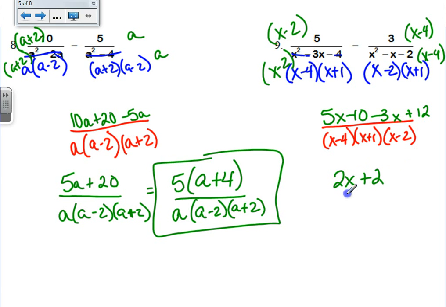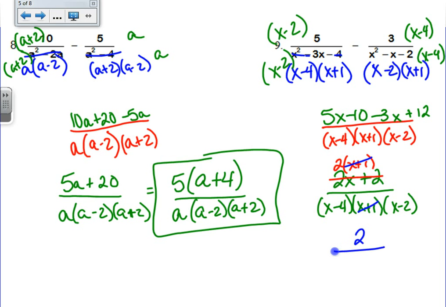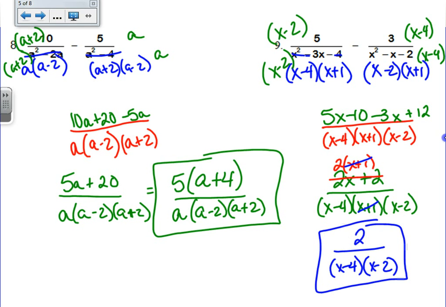Oh, this is going to have something kind of interesting happen. And then x minus 4, x plus 1, x minus 2. Now the 2x plus 2 in the numerator can have a 2 taken out of it, and it's 2 times x plus 1. Now you should notice that the x plus 1s are going to cancel out, so our final answer is 2 over x minus 4 and then x minus 2. So sometimes they're a little more involved than what you would hope.